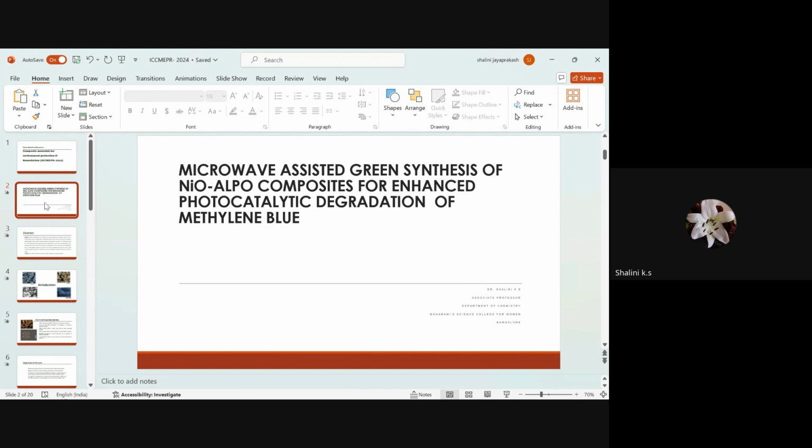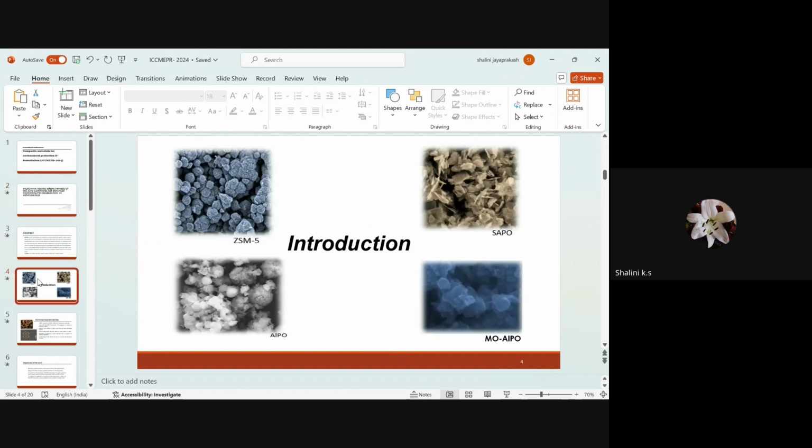My work is on microwave assisted green synthesis of metal incorporated aluminophosphate composites. We have studied the photocatalytic effect of these materials in dye degradation.